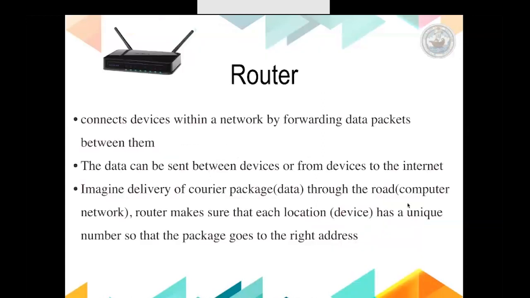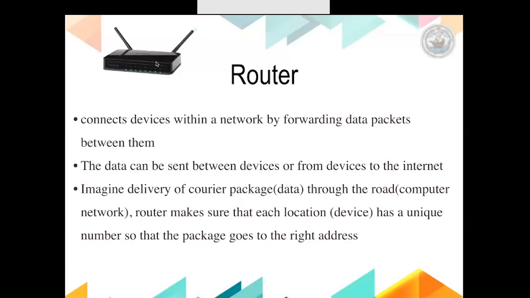There are some components which we require for a computer network. One of the primary components is going to be the router. The router looks like this, and everyone will have it in their Wi-Fi setup in their home. This router is going to connect devices within the network, and it will help you forward the data between the devices.